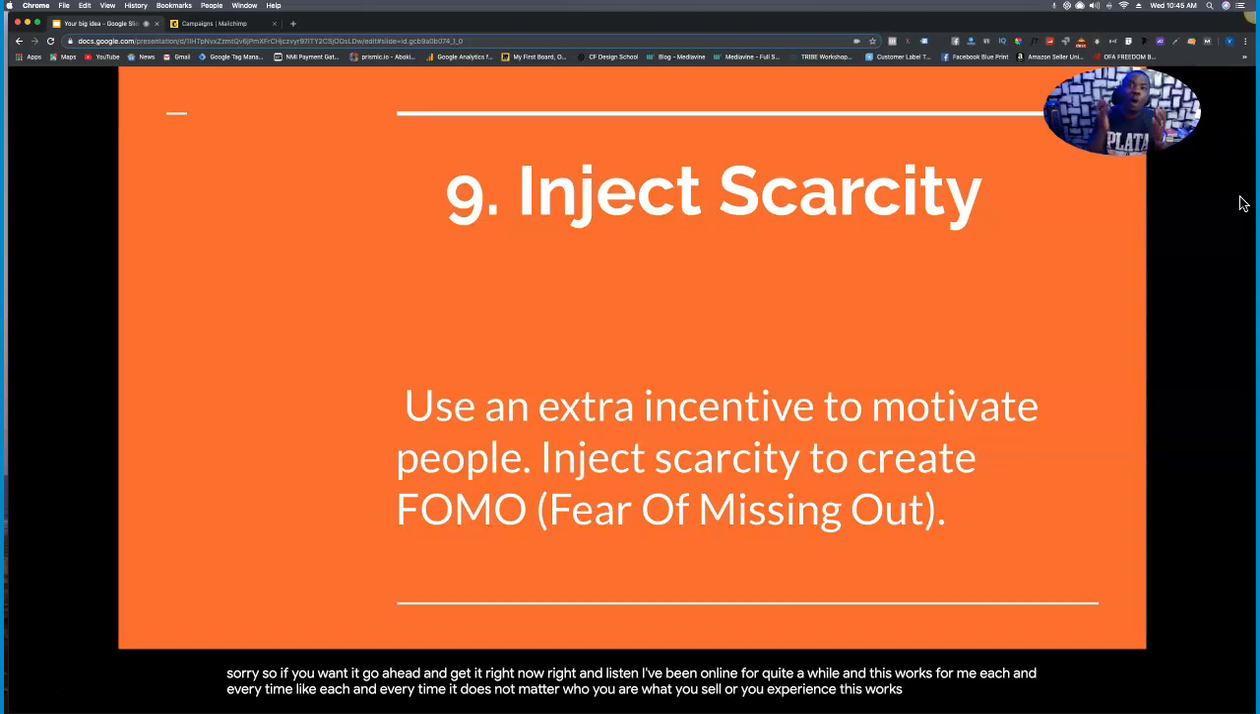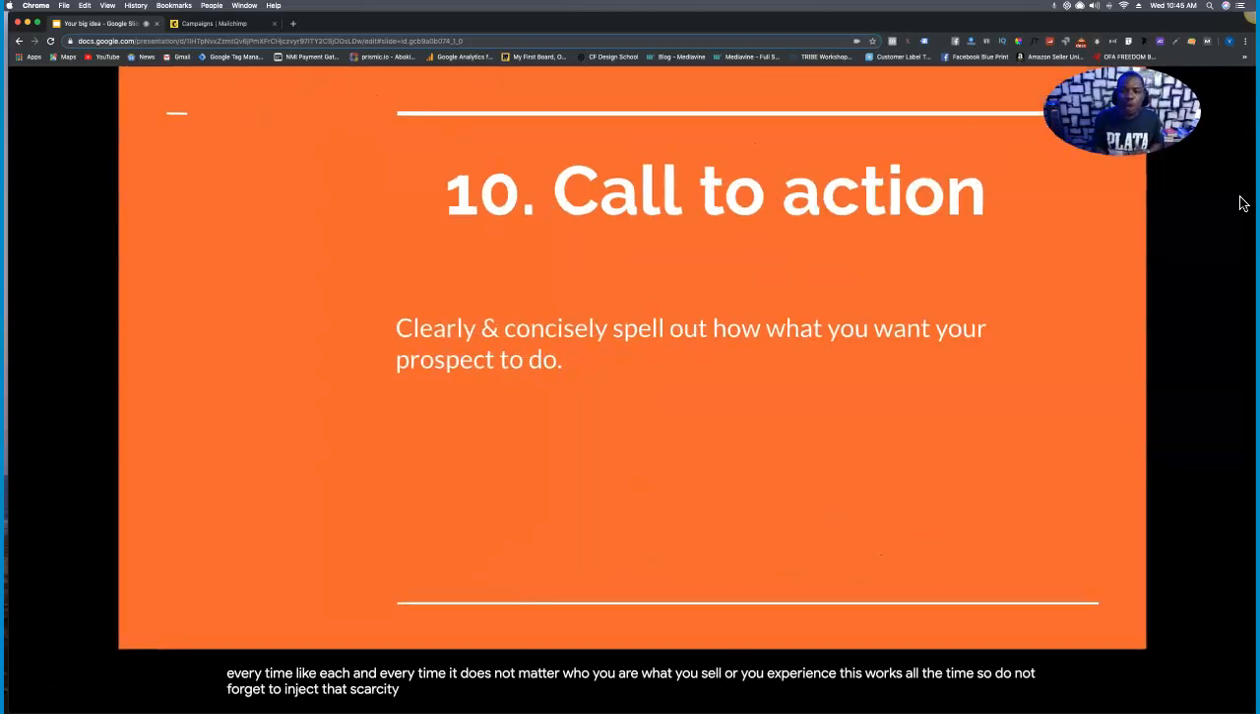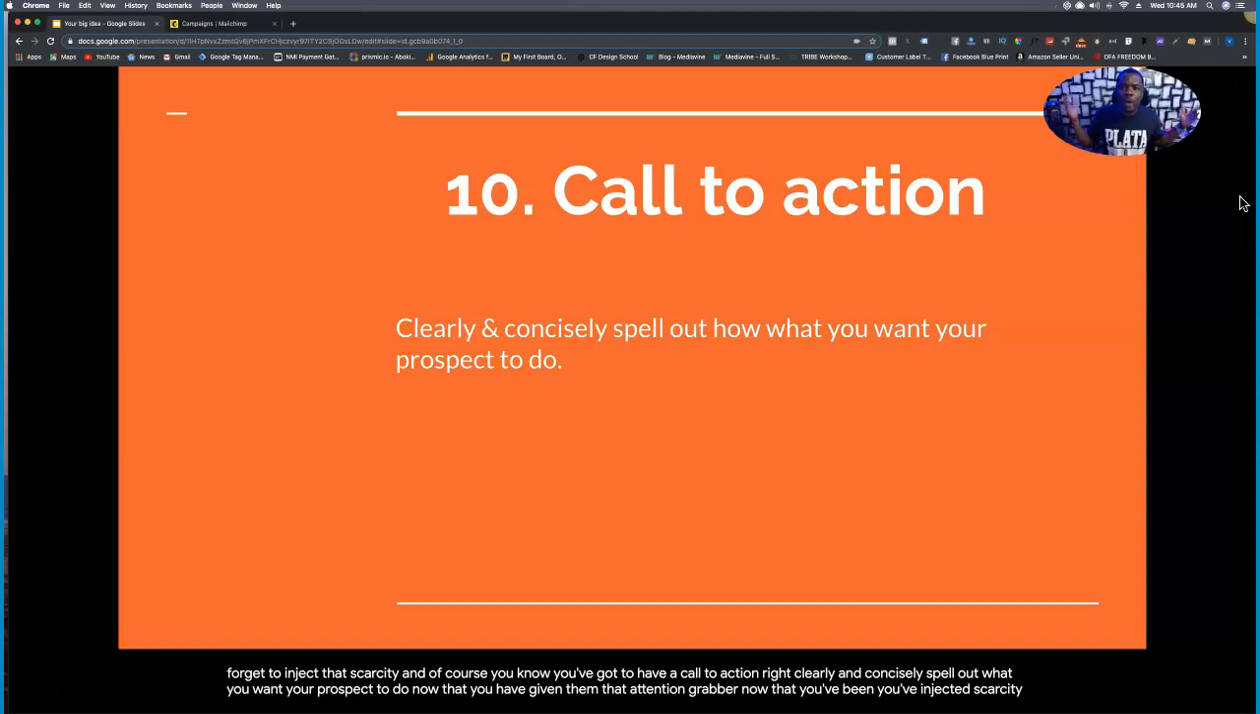This works all the time. So do not forget to inject that scarcity. And of course, you've got to have a call to action, right? Clearly and concisely spell out what you want your prospect to do. Now that you have given them that attention grabber, now that you've injected scarcity, what is it that you want them to do? Do not leave without a call to action.